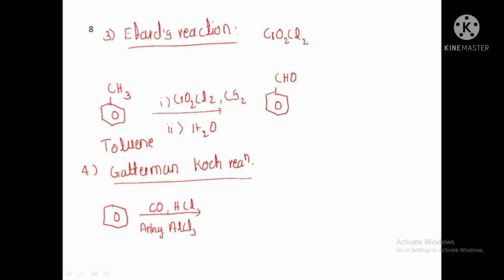Benzene on treatment with carbon monoxide and HCl in the presence of anhydrous AlCl3 will give benzaldehyde, C6H5CHO. This is the Gattermann-Koch reaction. So in the Gattermann-Koch reaction you are converting benzene to benzaldehyde by treating it with carbon monoxide and HCl in the presence of anhydrous AlCl3. So these are four methods of preparation of only aldehydes. You cannot prepare ketones by using these methods.